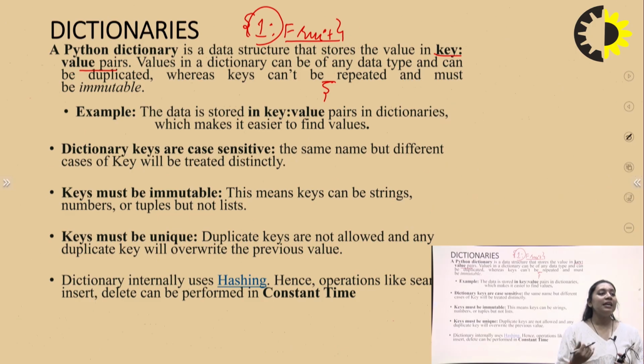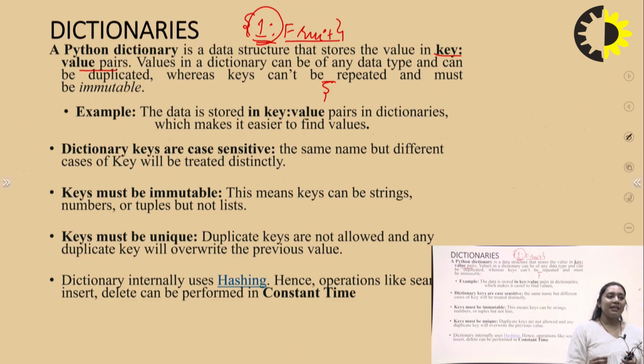Next, keys must be unique. It means the keys must be unique, and that's why they are immutable, right? So duplicate keys are not allowed, and any duplicate key will override the previous value, right?